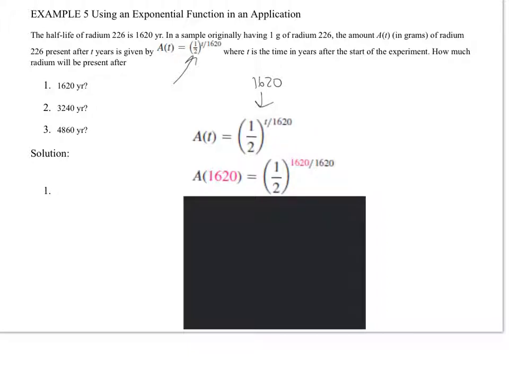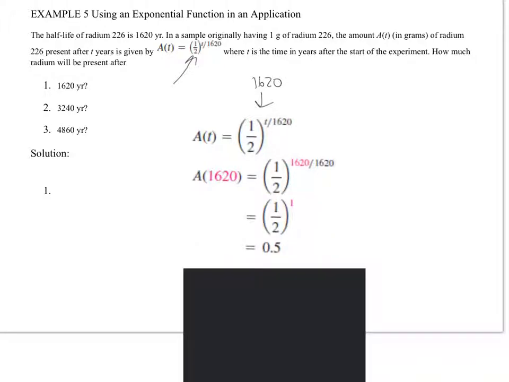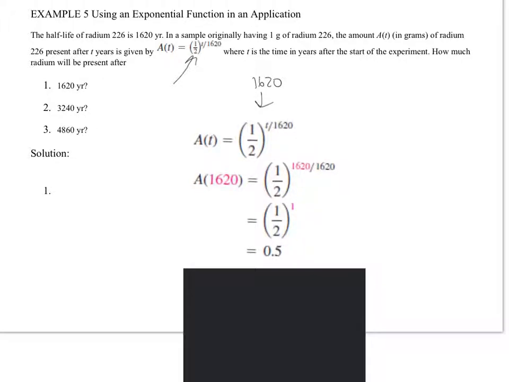All right, so we go ahead and enter in 1620. And what's nice about this is our exponent becomes what? It becomes 1. Now, if you forget that, just think of me, number 1. We do the math, and anything raised to the power of 1 is itself. So we end up with one half for our solution. And let's see if this makes sense.